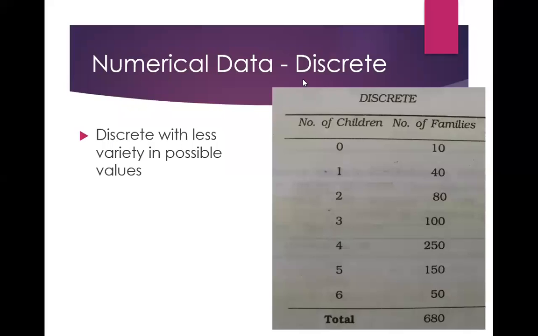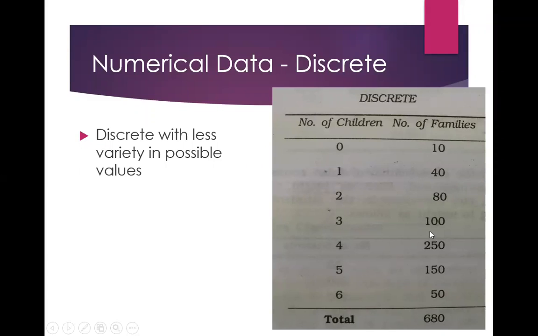First, we consider numerical data, which is discrete. Discrete data has no fractions, and it is numerical data. The first scenario is that there is less variety in possible values. So if these are the observations, these are the values, and the variety is from 0 to 6. So variety is less. In such a situation, you can easily classify the data in this form: the first value, or variety, that is 0, there are 10 observations.